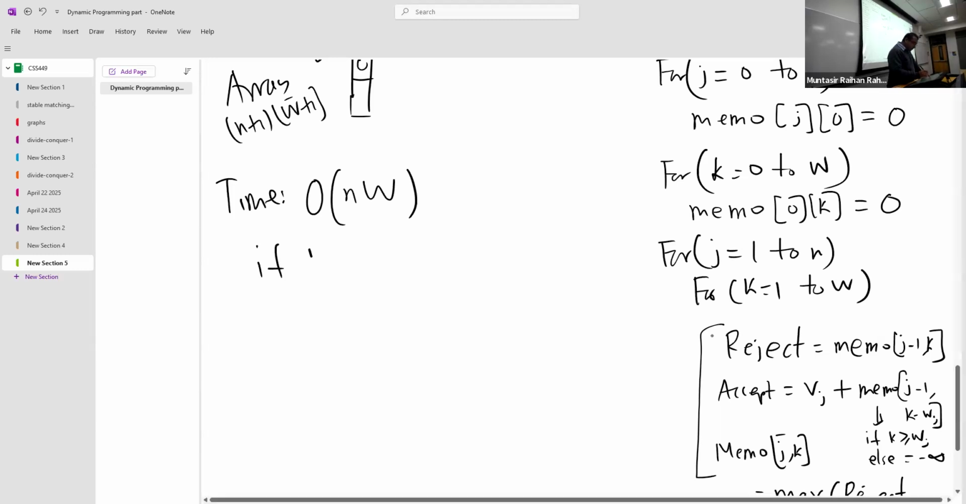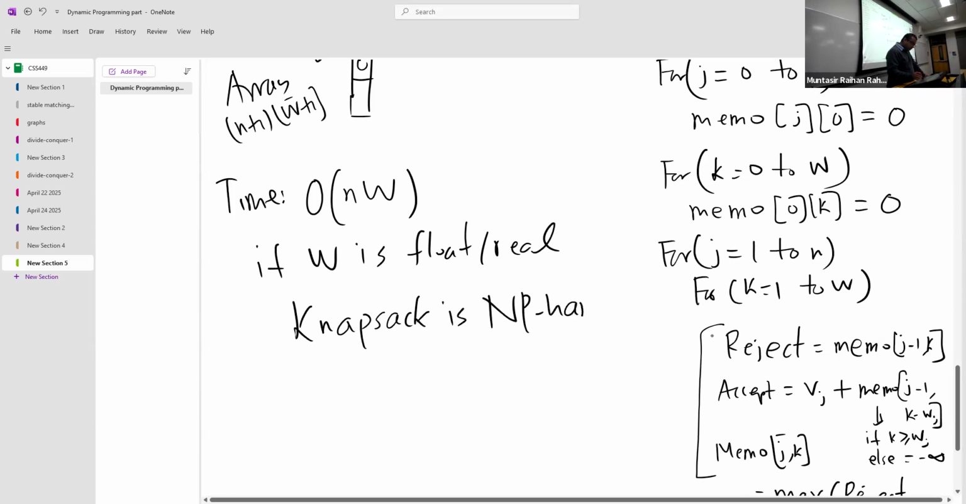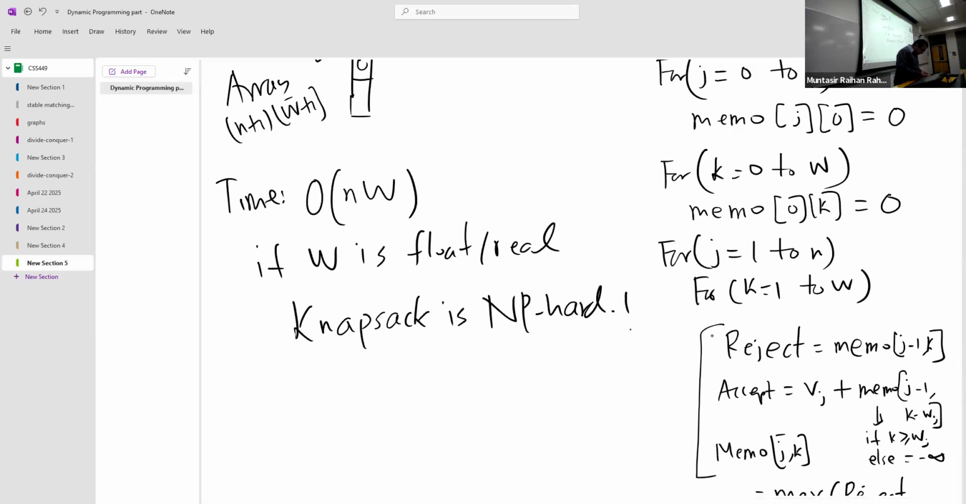So if w is a float or a real, the knapsack is NP hard. Okay, and then you need approximation algorithms, which again can use dynamic programming if you want. Because if w is not an integer, if it's a float, then the number of subproblems becomes infinite, and there is no way you can solve it in polynomial time, right? It's going to be exponential time. Okay.